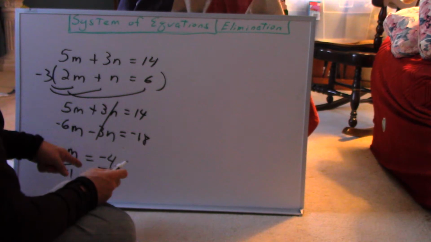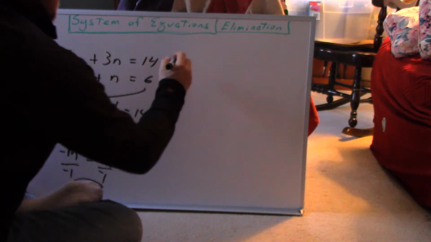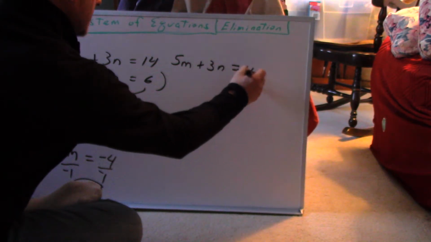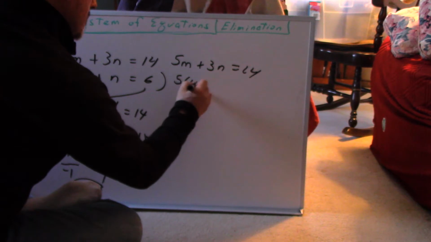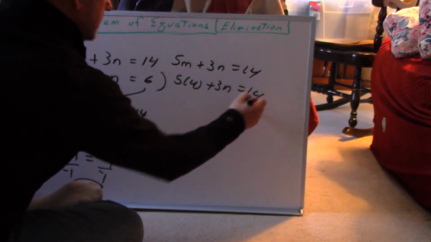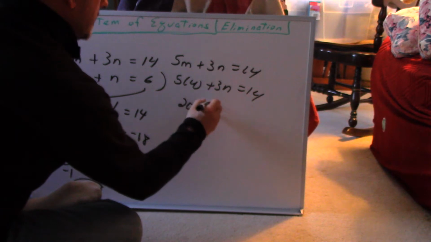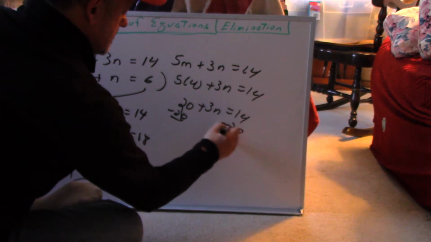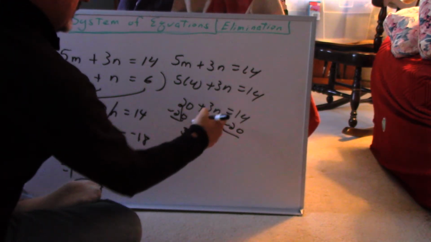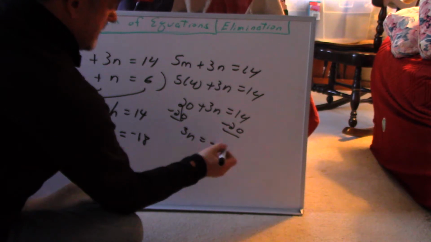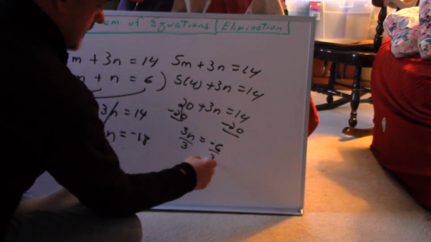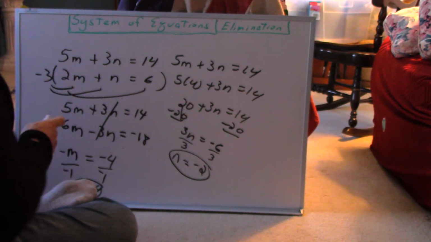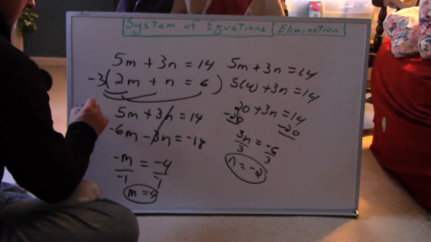Now I take the 4, try to find n. I'll go to the original guy. 5m plus 3n equals 14. 5 times 4 plus 3n equals 14. 4 times 5 is 20, plus 3n equals 14. 14 minus 20 is negative 6. So then 3n equals negative 6, n equals negative 2. So the point where they meet is negative 2, 4.